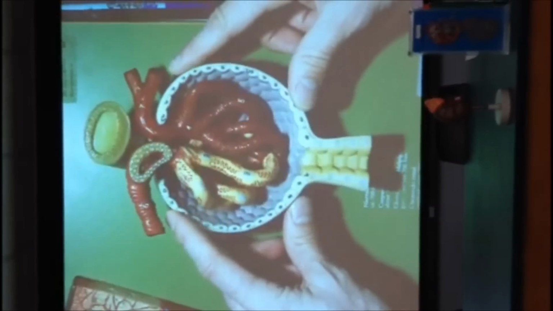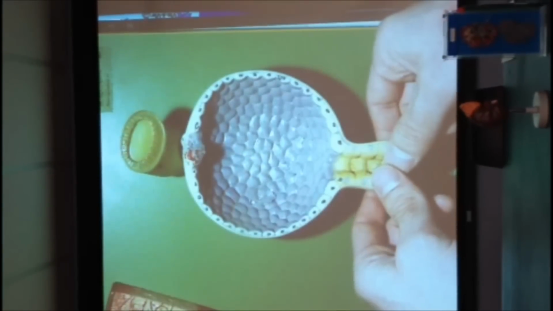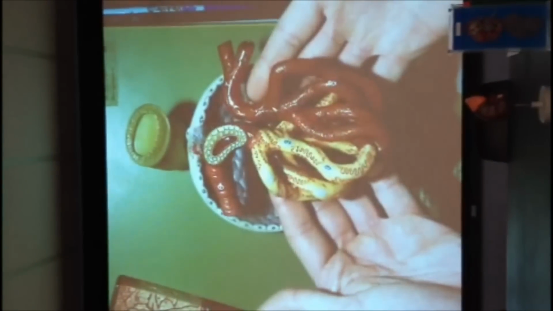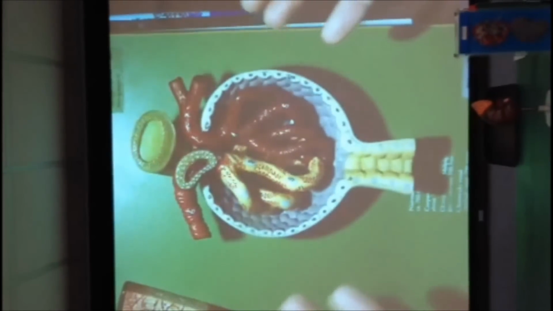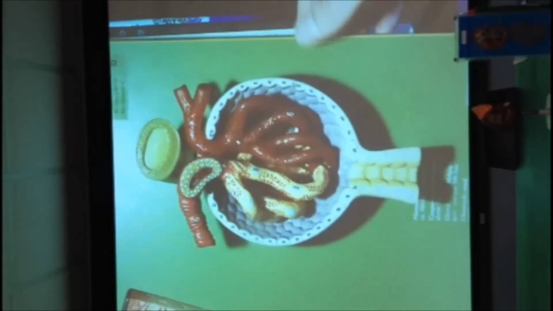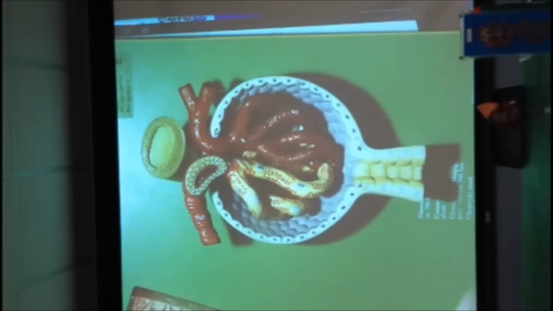So I'll show you over here again. This is a very close view of the capsule, which is this. That's the very proximal end of the proximal convoluted tubule. This is the glomerulus. The glomerulus inside of the capsule is called the renal corpuscle. And that's it. That's your tour of the urinary system. Are there any questions on the urinary system?